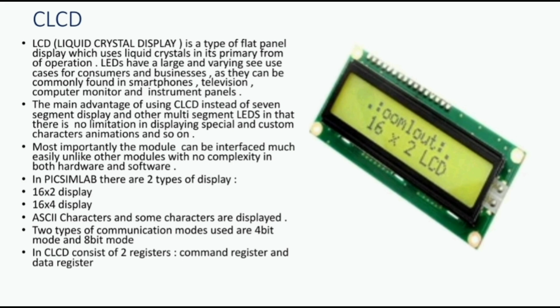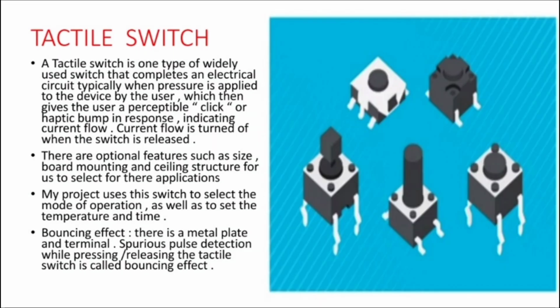In PICSimLab, there are two types of display, 16x2 display and 16x4 display. ASCII characters are some characters that are displayed. There are also two types of communication mode that are used, 4-bit mode and 8-bit mode. A CLCD consists of two registers. One is the command register and the other one is the data register.